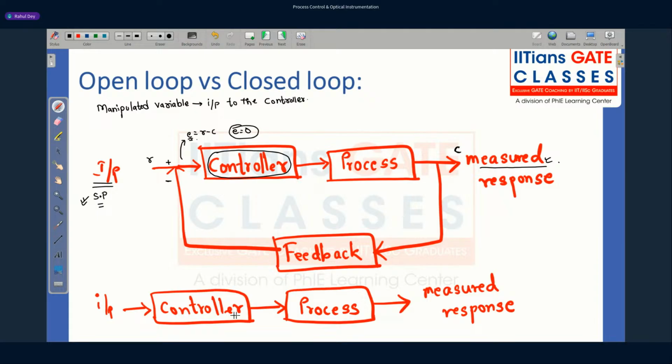Whereas in our open loop system, there is no such feedback. Manually, you need to measure, or you need to act as a controller, so that for a particular input, you get a desired output. Now, a very simple example is what? Air conditioner.